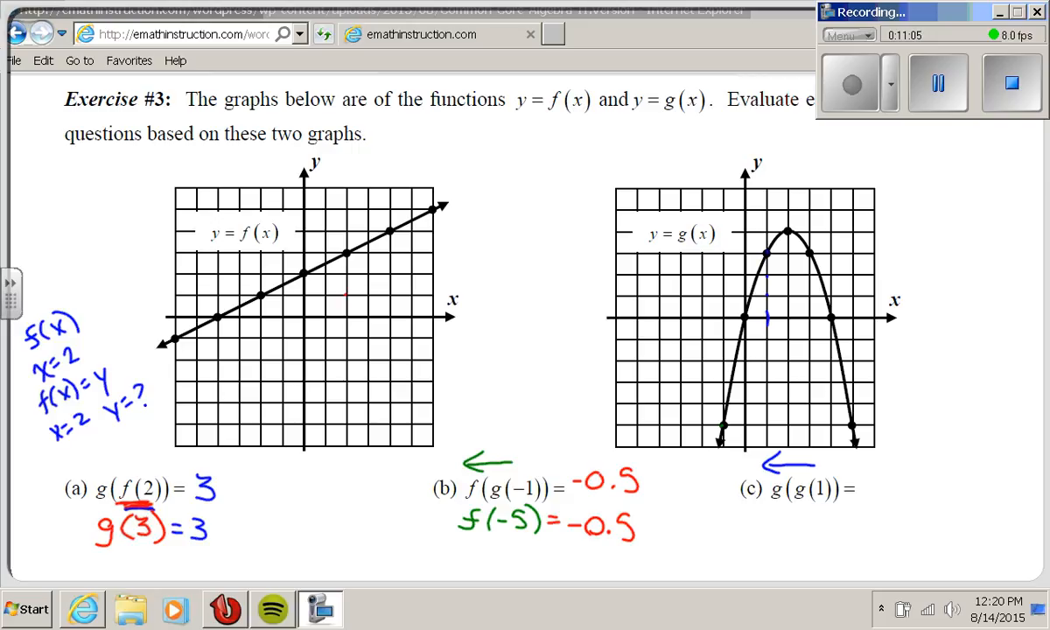1, 2, 3. So now we need g of 3. So 1, 2, 3. What's my y value? 1, 2, 3. So g of 3 is equal to 3. So the whole function, g of 1, is 3.